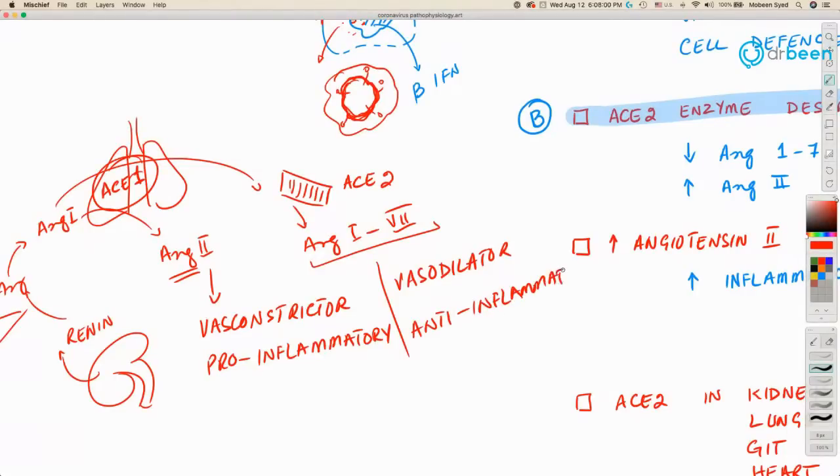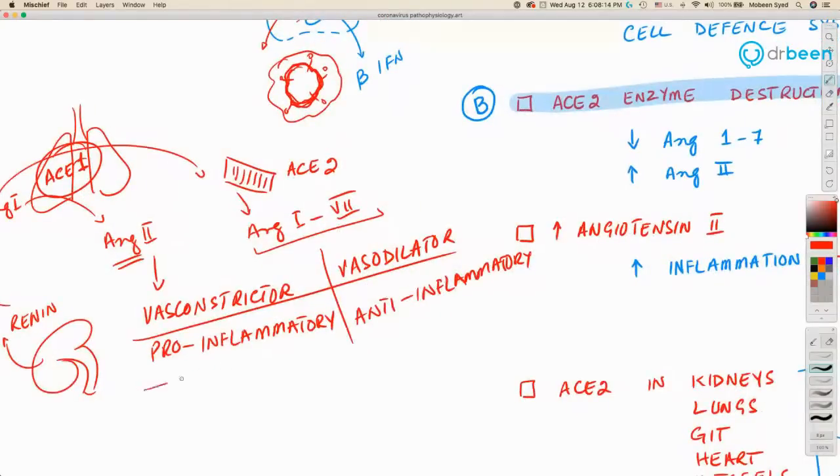So that means in our healthy individuals there is a balance between angiotensin 2 and angiotensin 1, or I shouldn't say 1, angiotensin 1 to 7. And there is a balance between vasoconstriction and vasodilatation. There is a balance between pro-inflammation and anti-inflammation, and we have a healthy outcome.